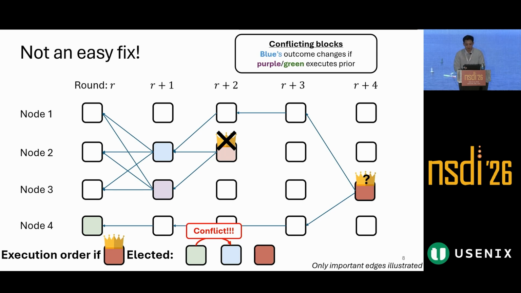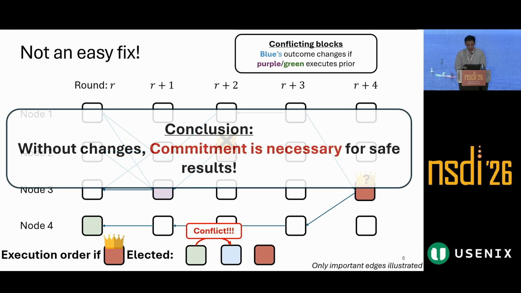So for example, its commitment will lead to the green block executing before the blue block. Therefore, safe results are only possible when we witness the leader that commits the blue block and learn that it gets committed. In other words, safe results are only available when the block is committed. Without structural changes, early finality is impossible.